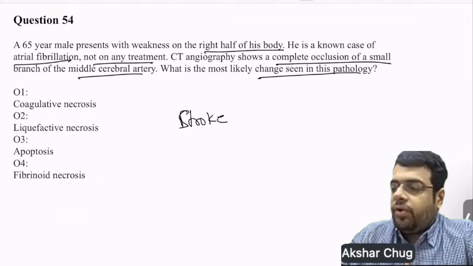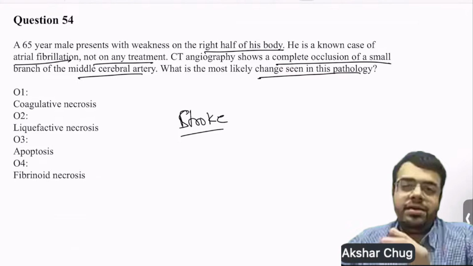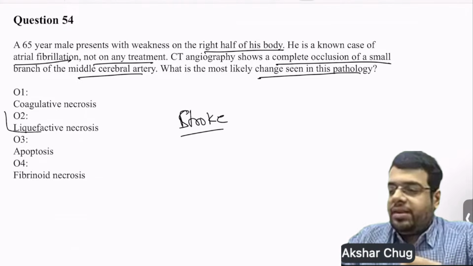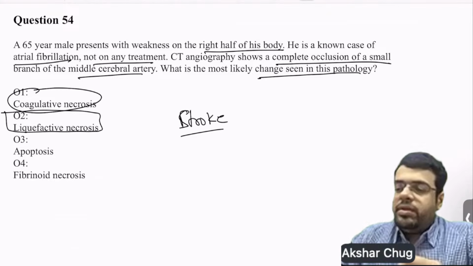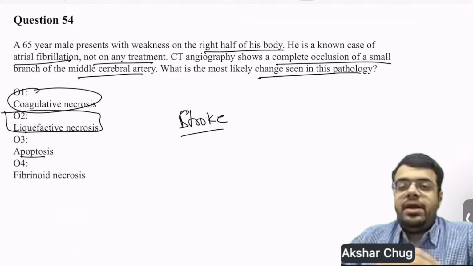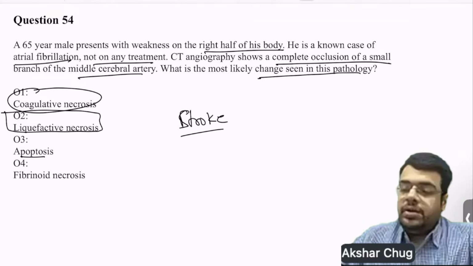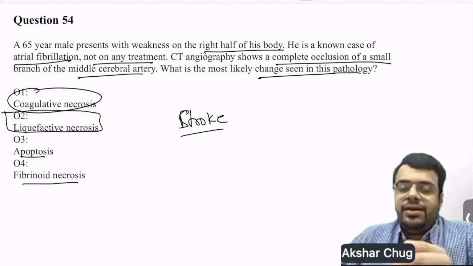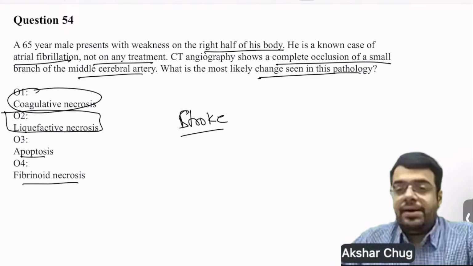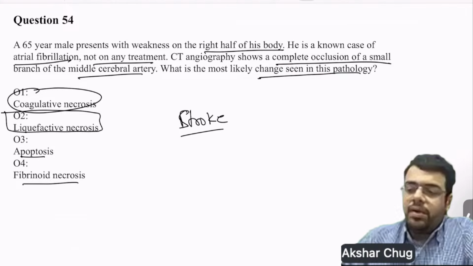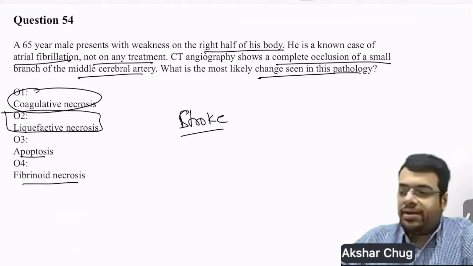And in stroke, we know that in certain organs, there is liquefactive necrosis, such as in the case of pancreas and in the case of brain. So here, the answer would be liquefactive necrosis. Coagulative necrosis is classically seen in solid organs such as kidney and liver. Apoptosis may be physiological or pathological, but in brain stroke, there is no apoptosis. Fibrinoid necrosis is seen in conditions such as malignant hypertension and polyarteritis nodosa. So again, fibrinoid necrosis will not be the answer here. The correct answer would be option 2, liquefactive necrosis.